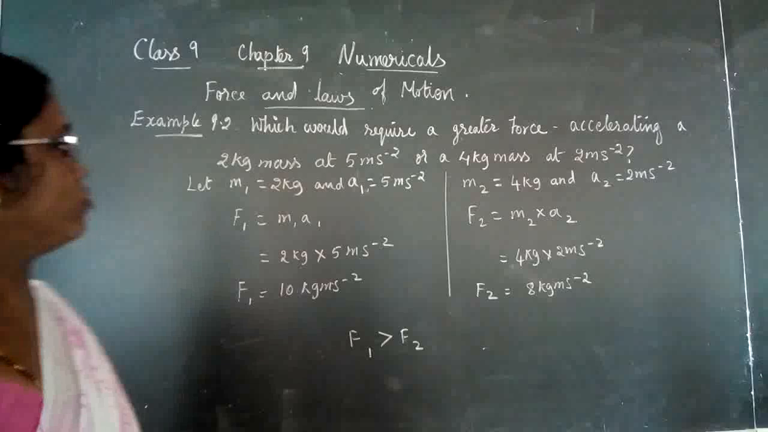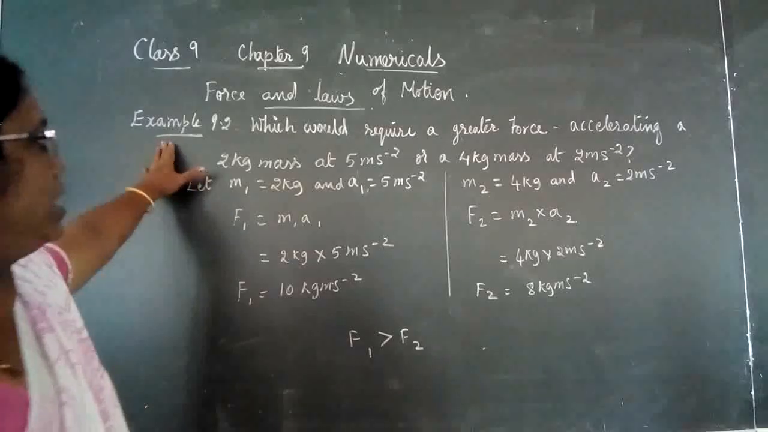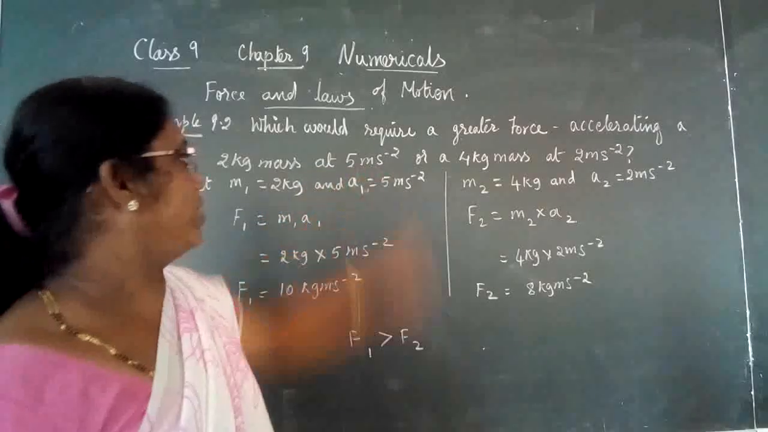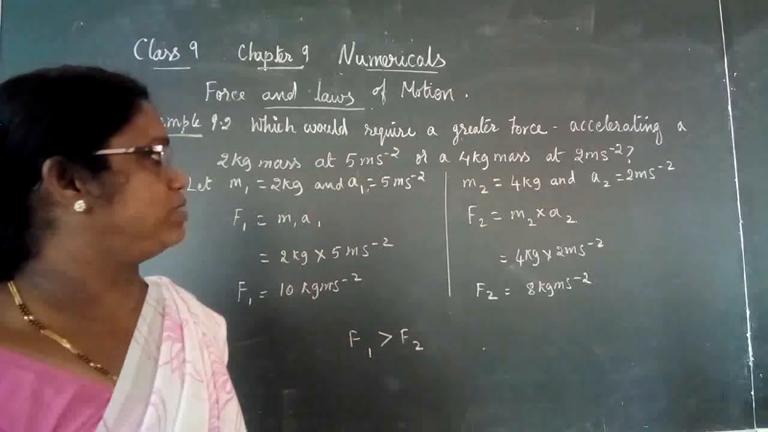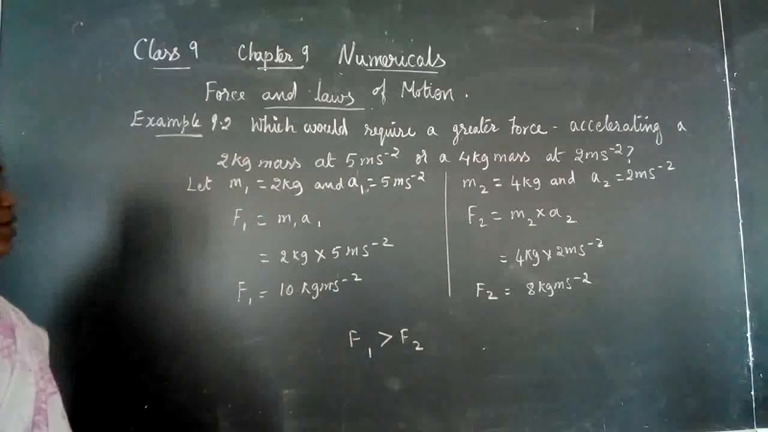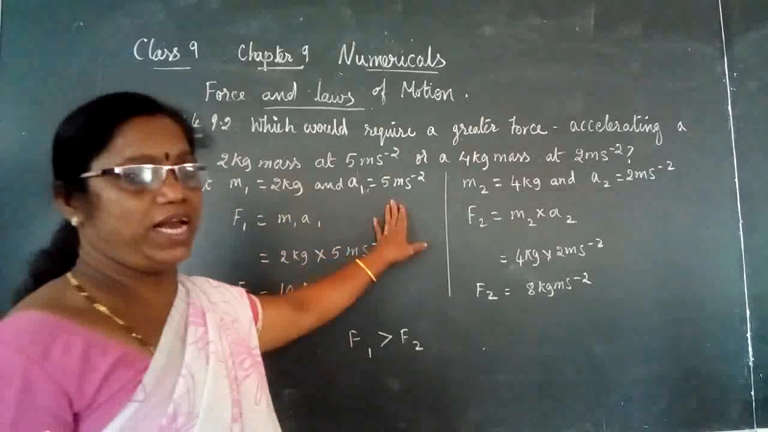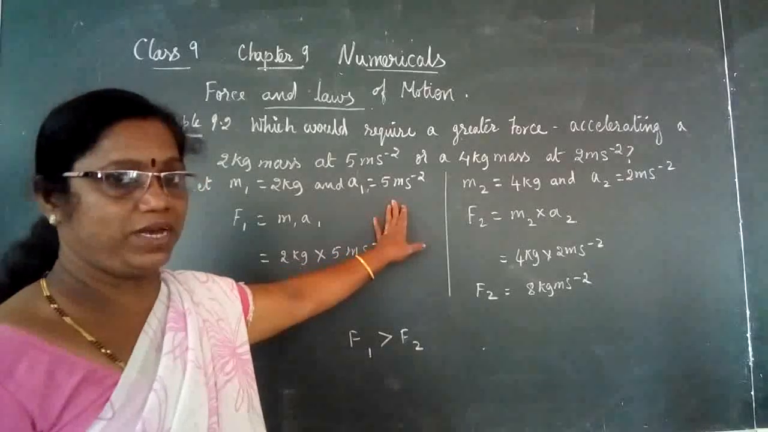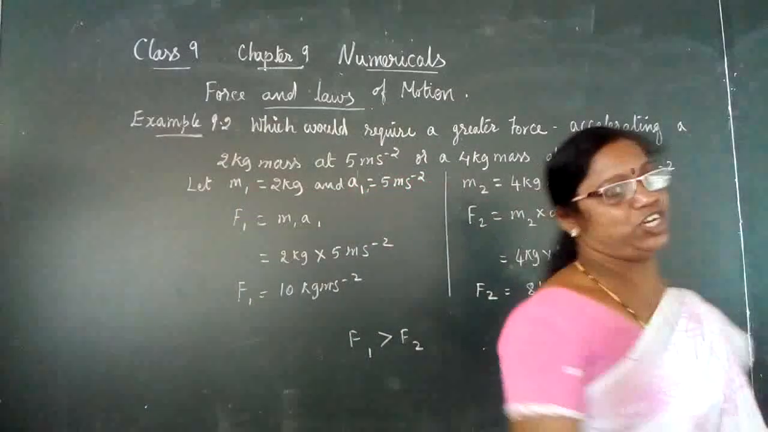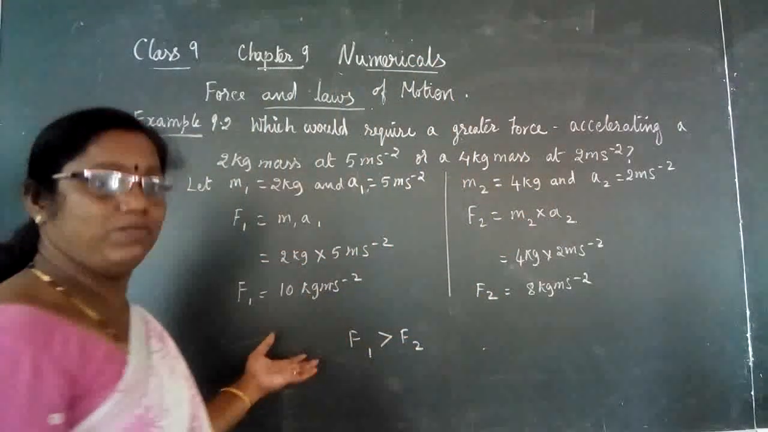Force and laws of motion in this lesson. Now we are going to see the second example sum. It is given: which would require a greater force, accelerating a 2 kg mass at 5 meter per second square or a 4 kg mass at 2 meter per second square. So let us consider the two conditions where object A has a mass of 2 kg and is moving with an acceleration of 5 meter per second square, and another object has a mass of 4 kg moving with an acceleration of 2 meter per second square. Now you have to find which object will exert more force.